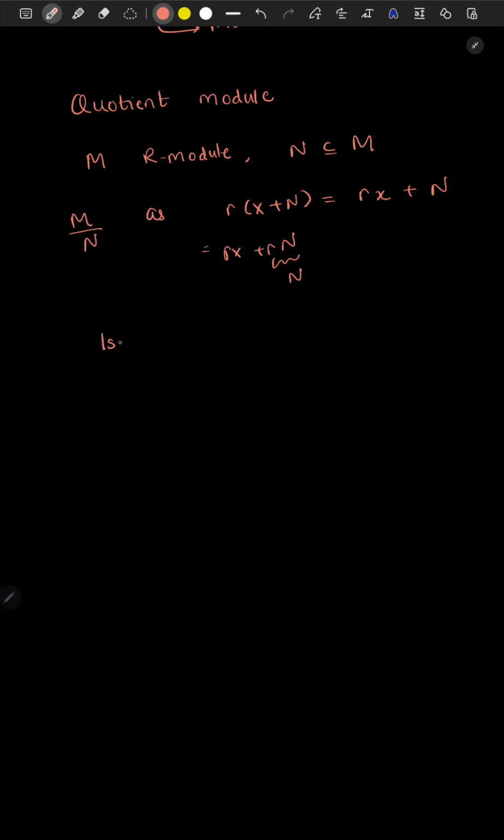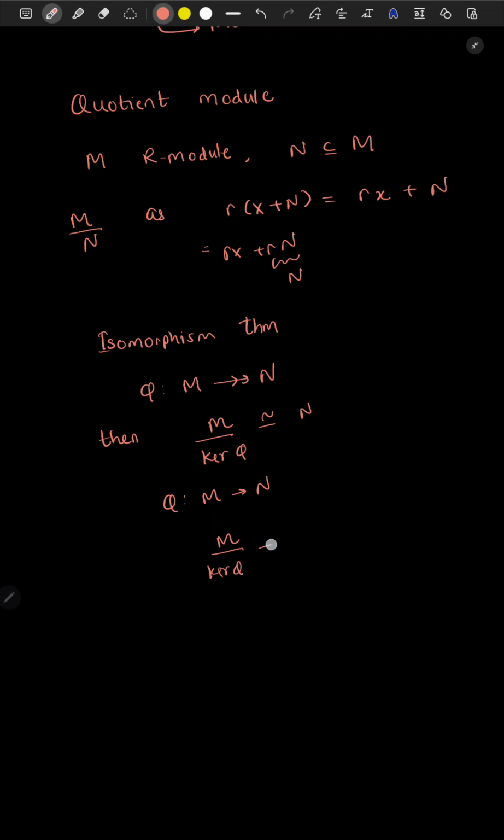Now we have the isomorphism theorems. If phi from M to N is surjective, then M modulo kernel phi is isomorphic to N. Or more specifically, if this is just a general map, not necessarily surjective, then M modulo kernel phi is isomorphic to phi of M. This is the first isomorphism theorem.